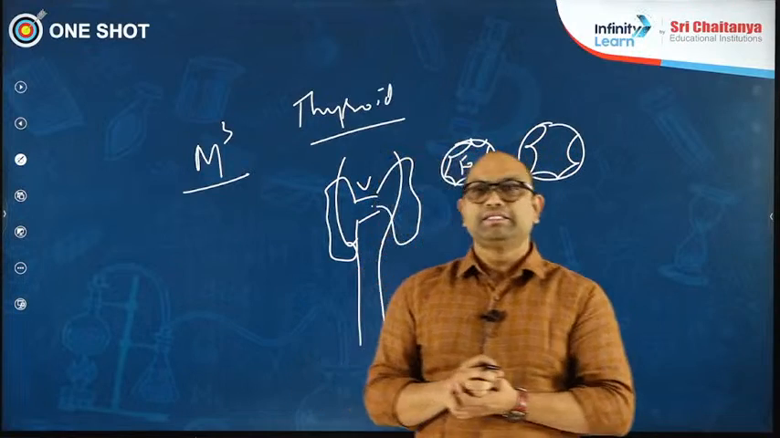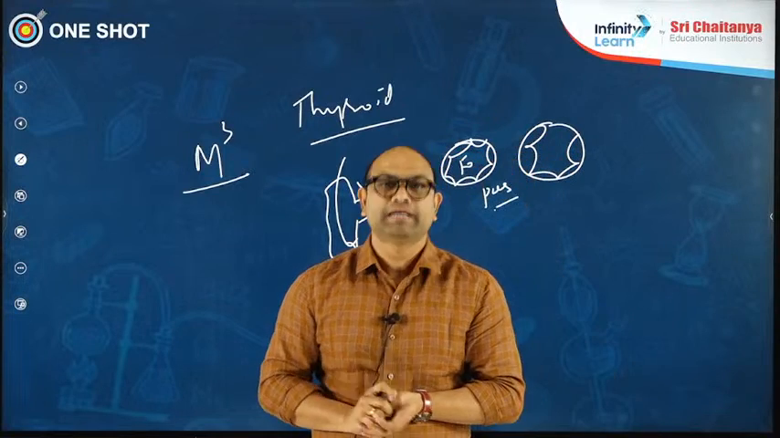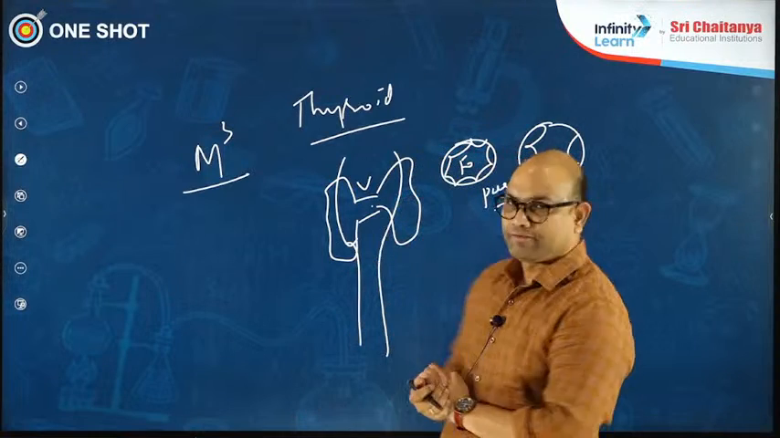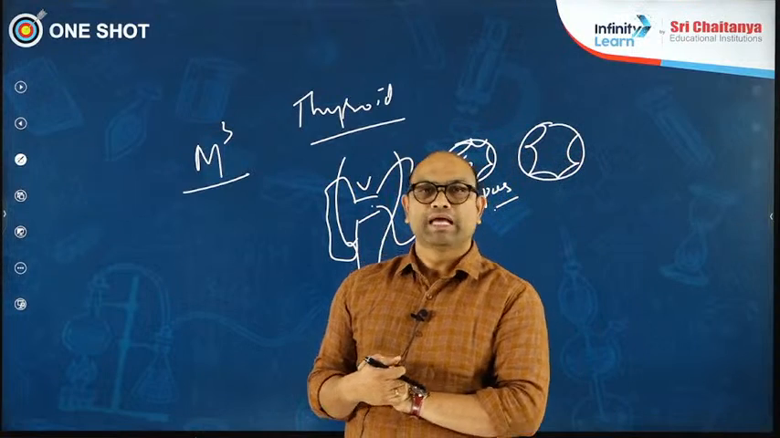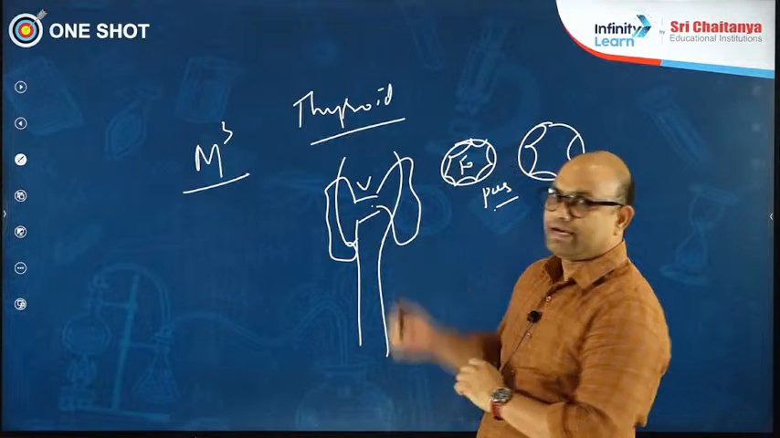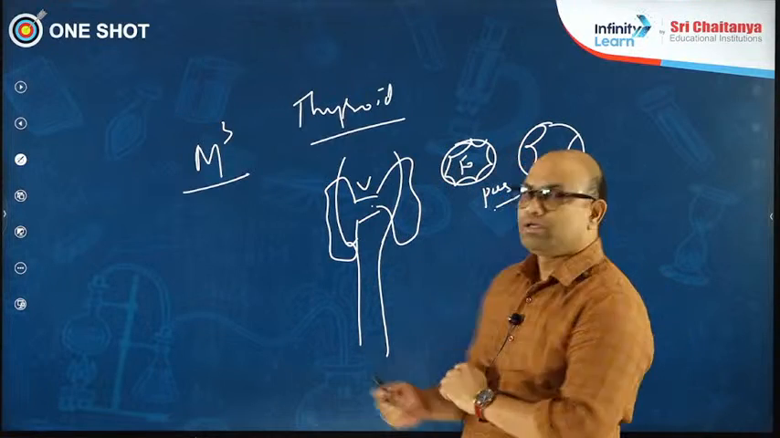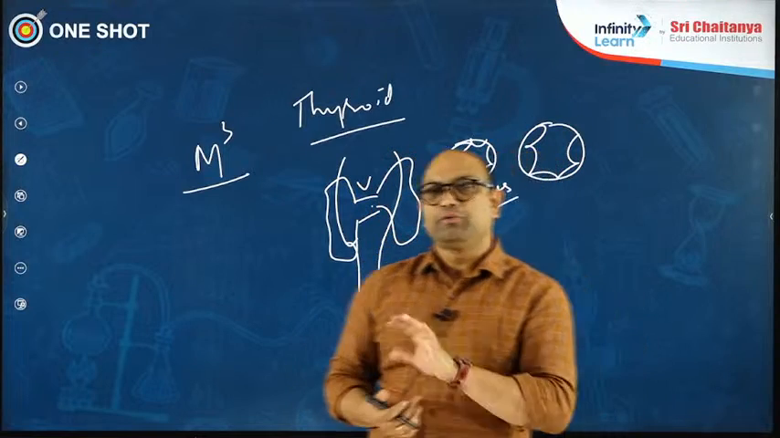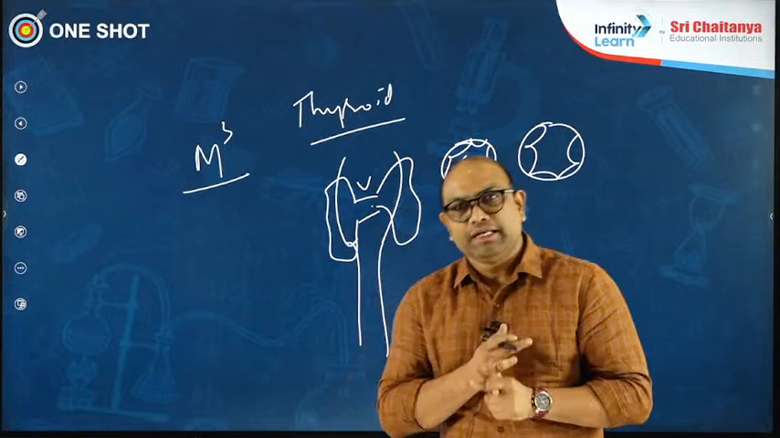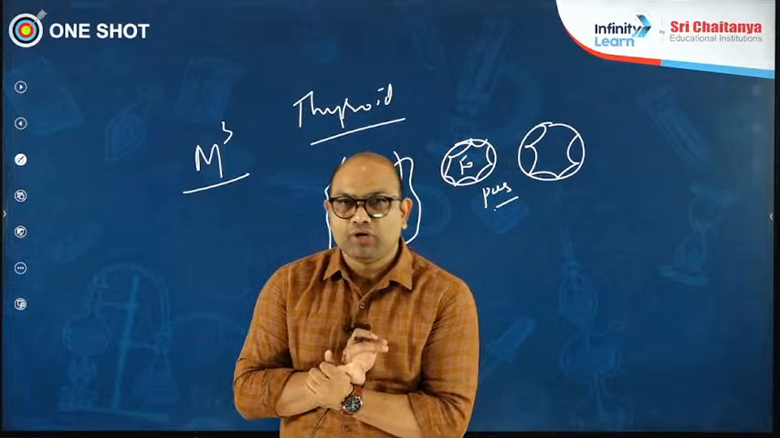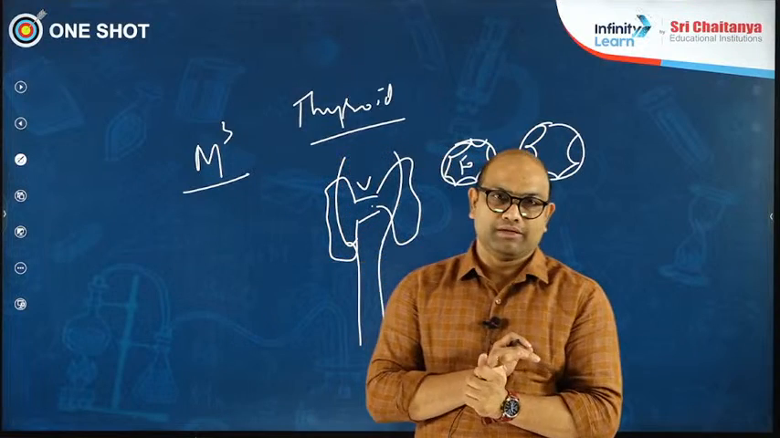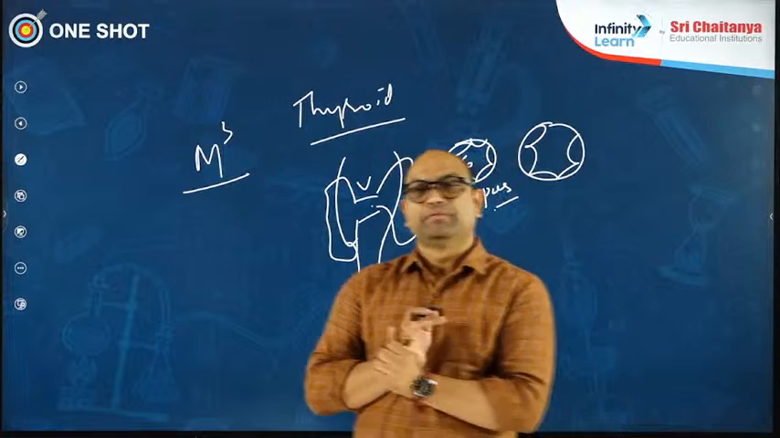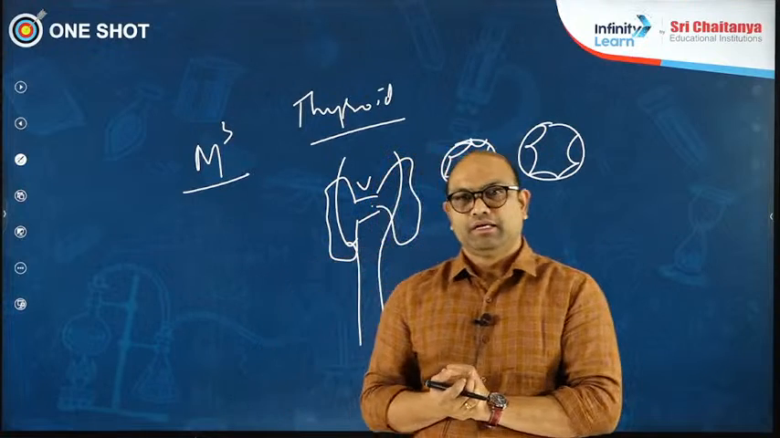Follicular cells secrete T3 and T4, triiodothyronine and tetraiodothyronine. Parafollicular cells secrete a hormone called thyrocalcitonin. T3, T4 are iodothyronines, thyrocalcitonin is a protein hormone. In this, T4 is called thyroxine. Let's talk about the functions of thyroxine. Thyroxine regulates the basal metabolic rate of an individual. It is required for the metabolism of proteins, carbohydrates and lipids.